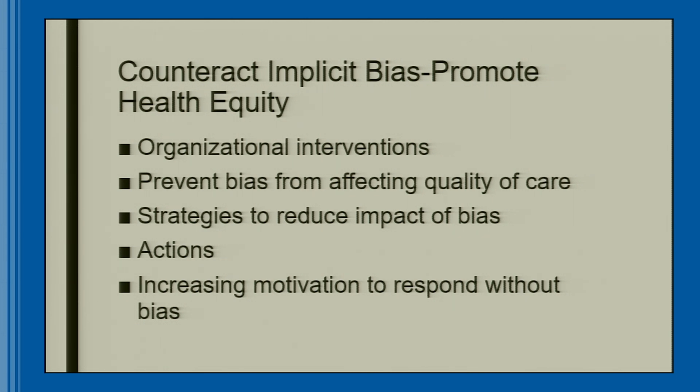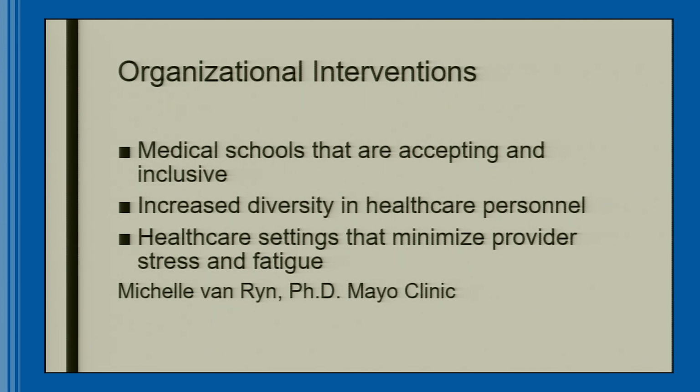So there are organizational interventions so that you can prevent bias from affecting the quality of care, where every point of patient contact is met with addressing implicit bias. There are strategies and actions to increase the impact. One of the things that's pretty cool, and I know we talked about this, is that medical schools are trying to be more accepting and inclusive. In the past, it wasn't very often that you saw people of different ethnicities and races coming in, if you look at the history of medicine. But that is definitely changing.